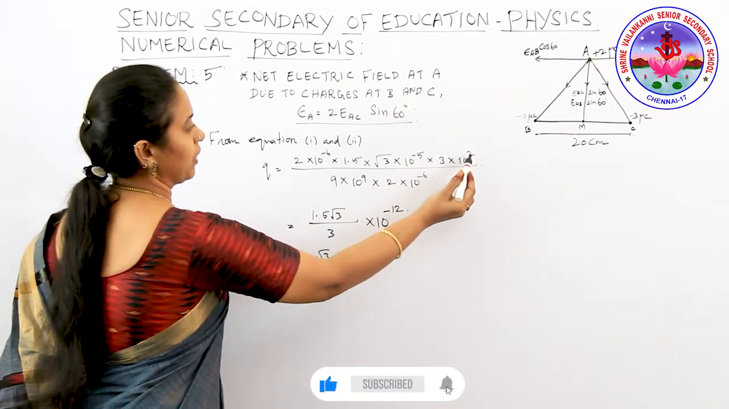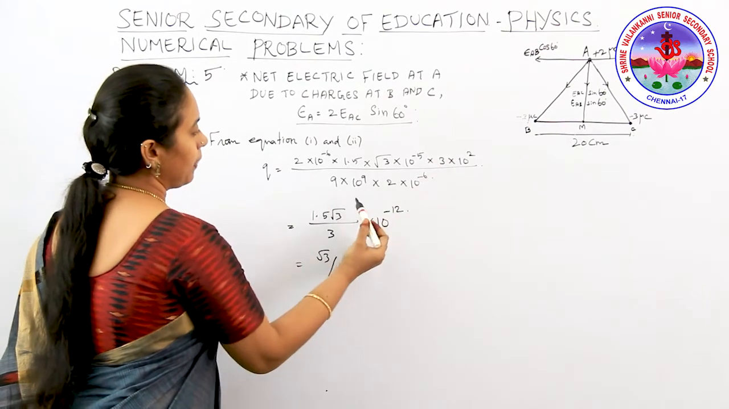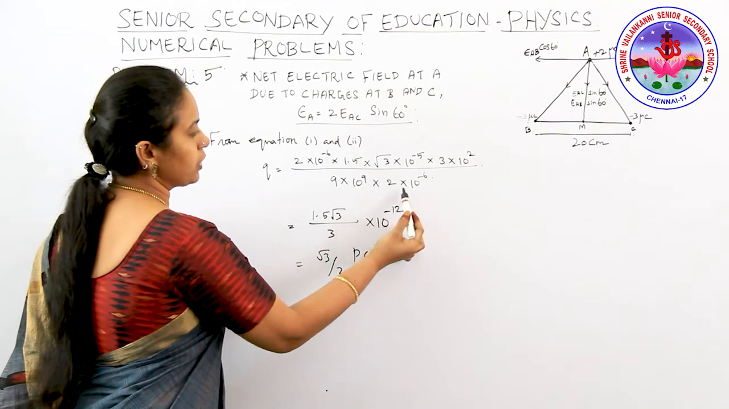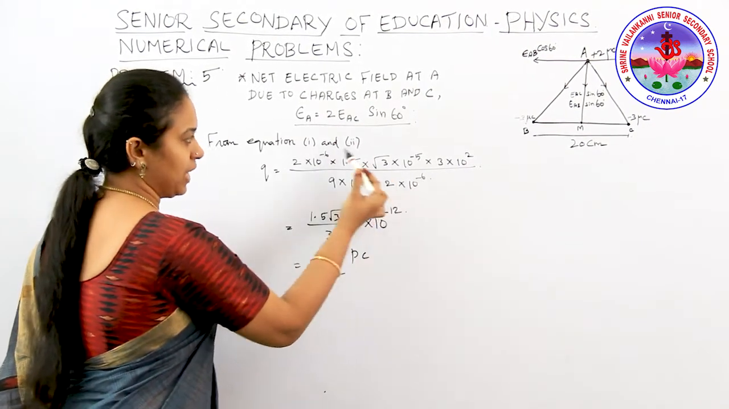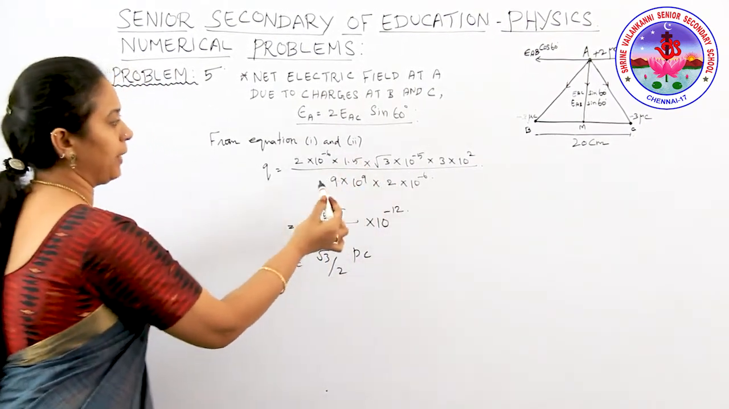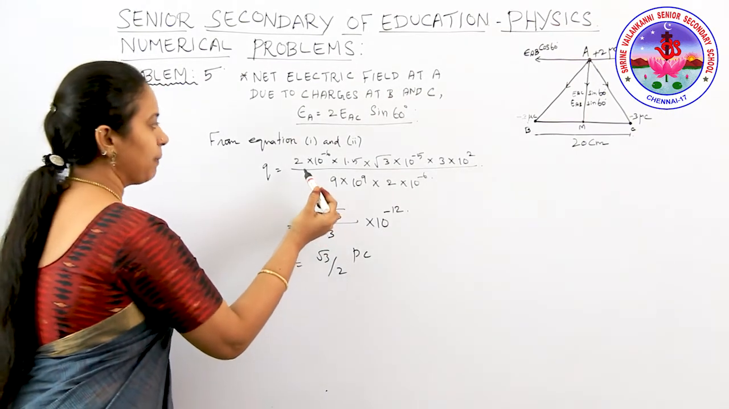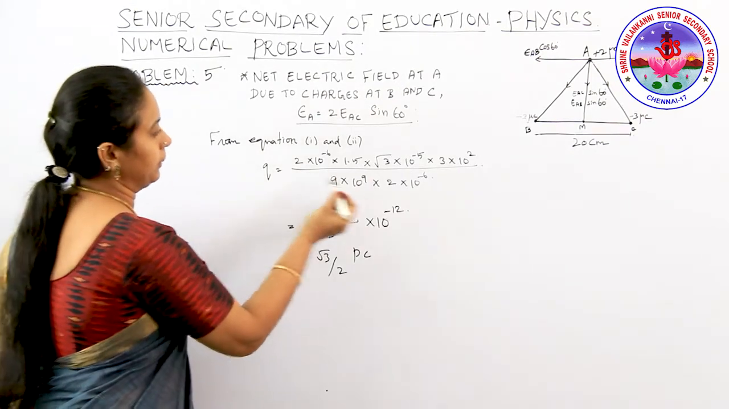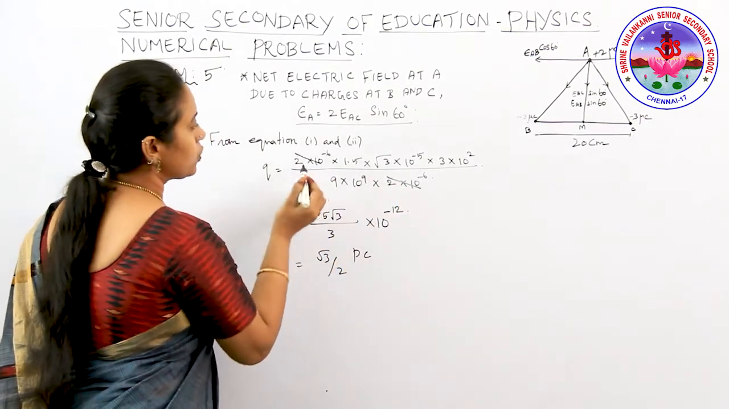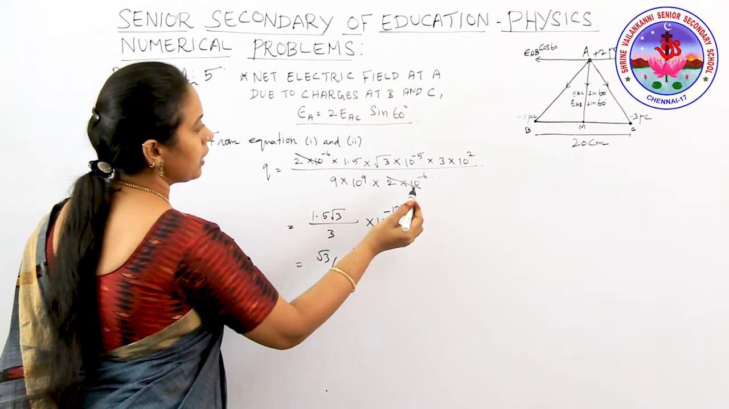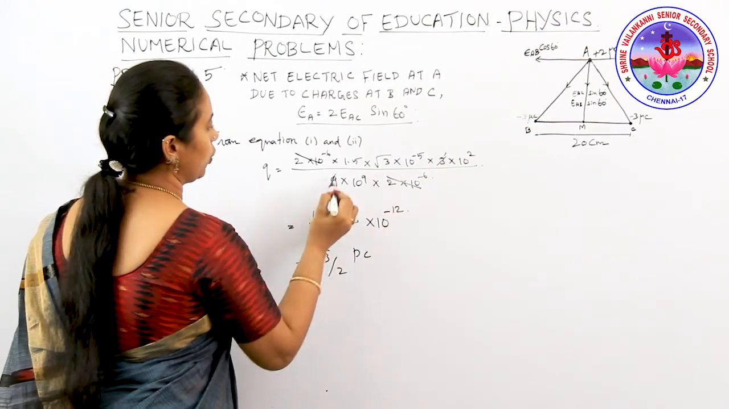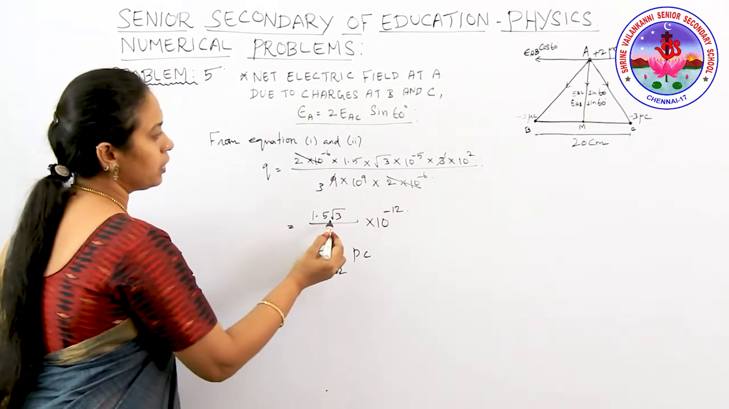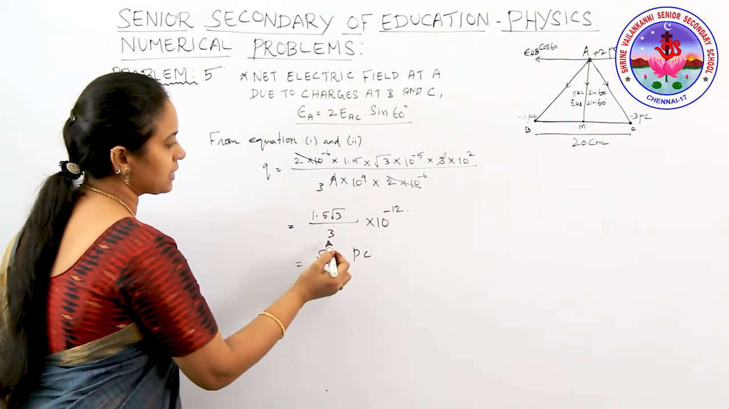into 3 into 10 power 2 whole divided by 4 pi epsilon naught value, 9 into 10 power 9 into 2 into 10 power minus 6. So from equations 1 and 2, you have to calculate and apply this Q value by rearranging the base formula. So that we can simplify. The 2s both get cancelled out, and here also it gets cancelled out. Then the remaining part is 1.5 root 3 whole divided by 3.